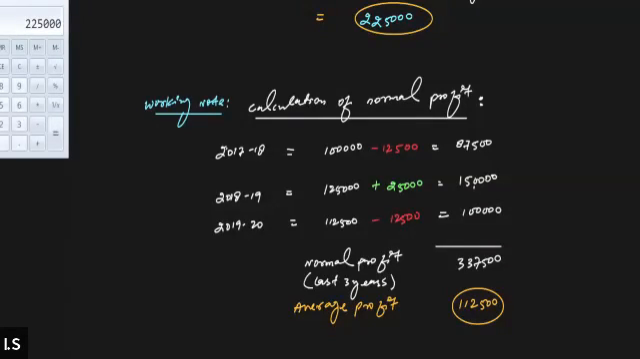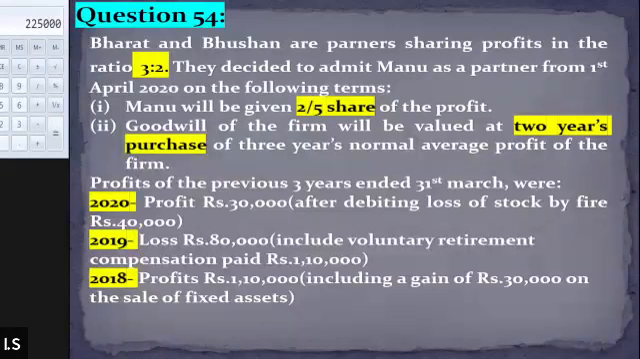Done. Okay, so coming back to question number 54. This question is telling us that Bharat and Bhushan are partners sharing profit in the ratio of 3:2. They decided to admit Manu as a partner from 1st of April 2020. Manu will be given 2/5 share in the profit.